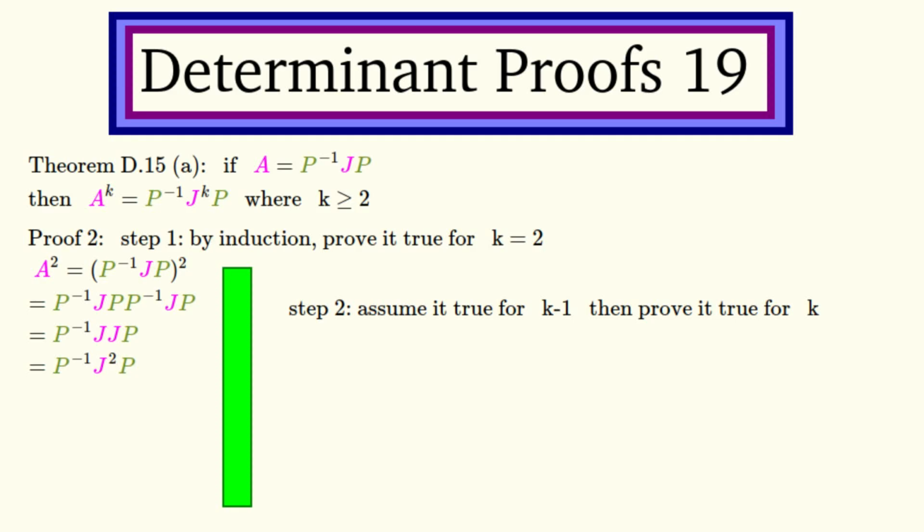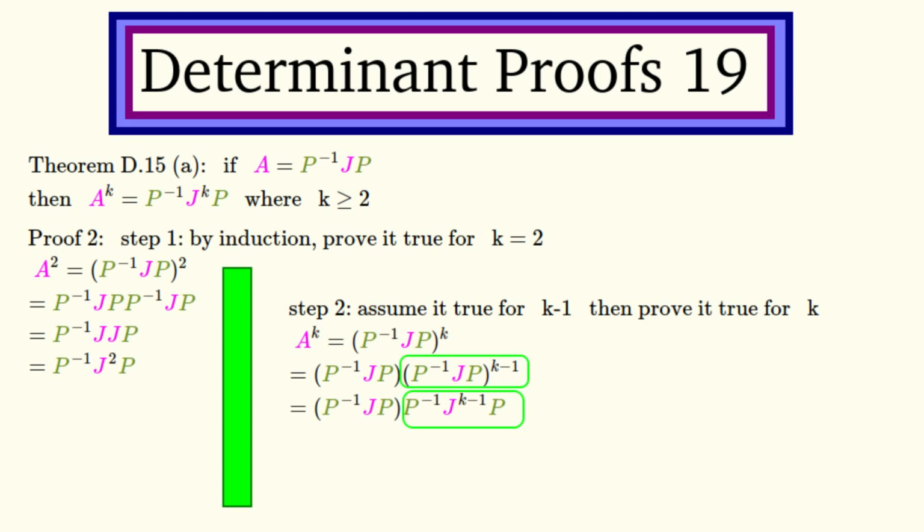Now we have to prove it true for K, assuming that it's true for K minus 1. We'll raise A to the power of K and then substitute in this expression like before. We can split this up into two bracketed expressions like this. We can make this substitution for the expression in the second pair of brackets, because we're assuming this theorem true for K minus 1. Then we can remove the other pair of brackets.